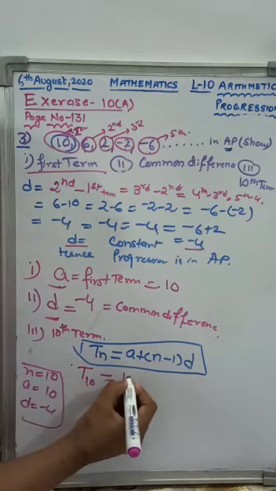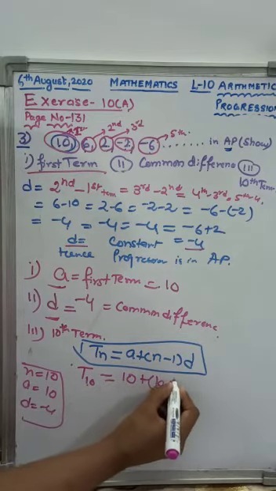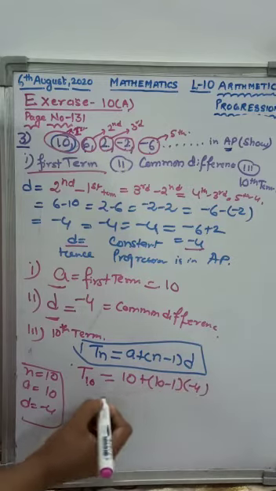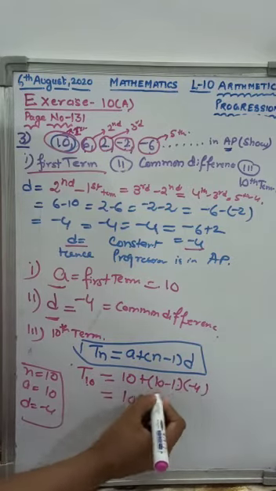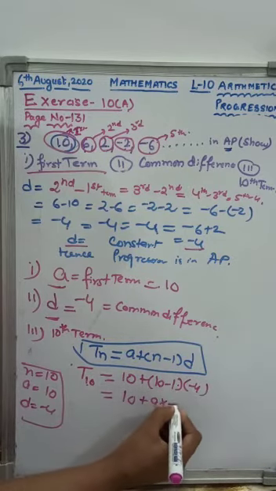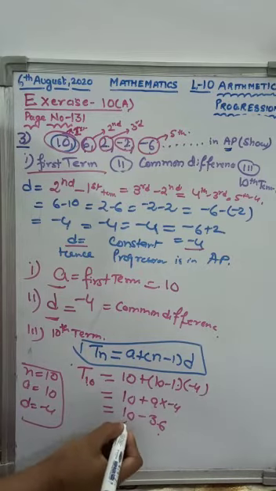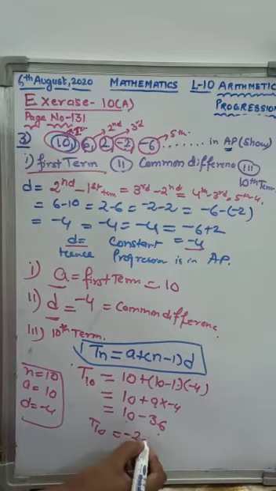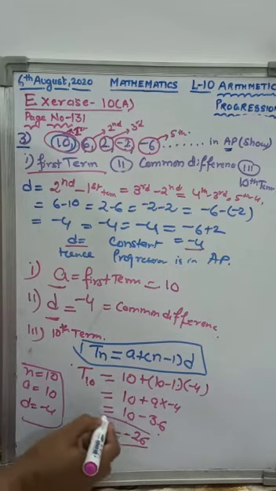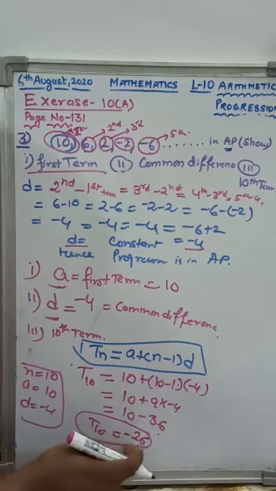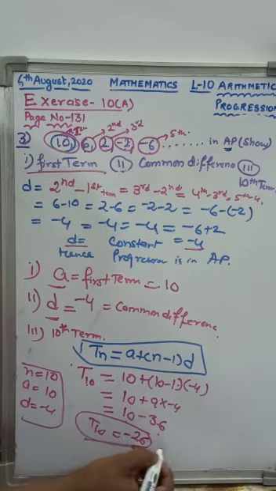So 10 plus 10 minus 1 and D is minus 4. So what will you do? First of all you will subtract, then you will multiply. So this is minus 36, with plus 10 will be minus 26. So this is the way you will find out. So the 10th term in the series of AP is minus 26.